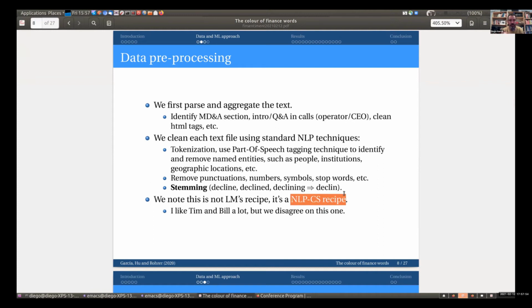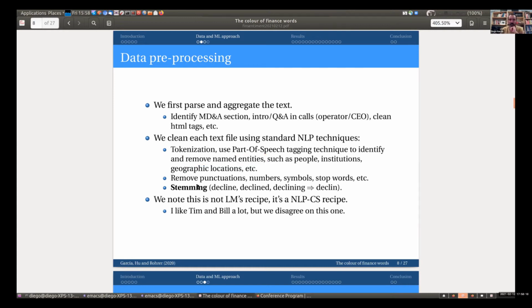Two things that we do differently than Loughran and McDonald. We are going to be tagging every sentence. In the current version we're using spaCy for that, essentially to get rid of named entities. If you're talking about JP Morgan, nothing wrong with JP Morgan, but I don't want to be using those tokens as a sentiment variable.